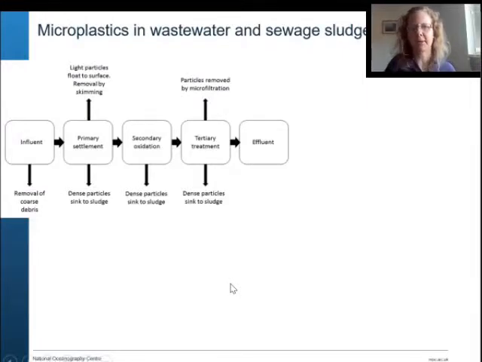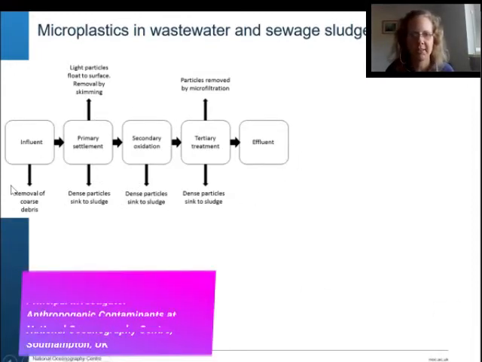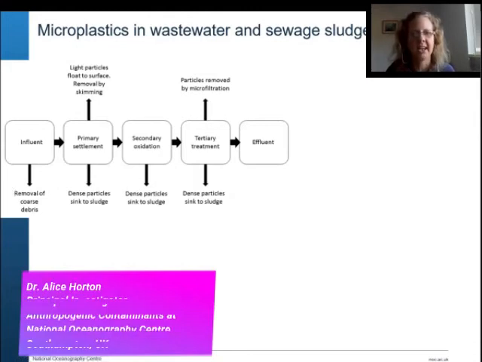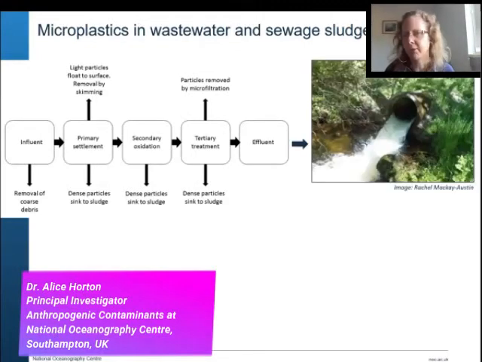So if we think about microplastics in wastewater, this is just a very basic diagram of how a wastewater treatment plant works to remove different contaminants throughout its process. And in short, there are a variety of different stages, all the way from primary settlement through to tertiary treatment and the release of effluent. Now we know, of course, that some microplastics might be present within this effluent because wastewater treatment plants are not designed specifically to remove microplastics.